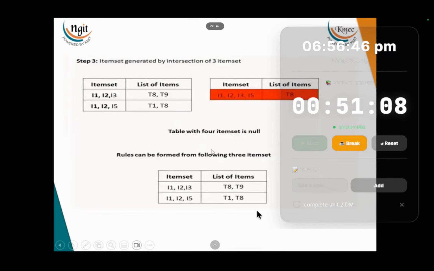Now we need to create the 4 item set by intersecting the 3 item sets. So when we consider I1, I2, I3, I5, this is in the database. This item set is present in only one transaction. But if the count of the transaction is 1, it does not satisfy the minimum support condition.